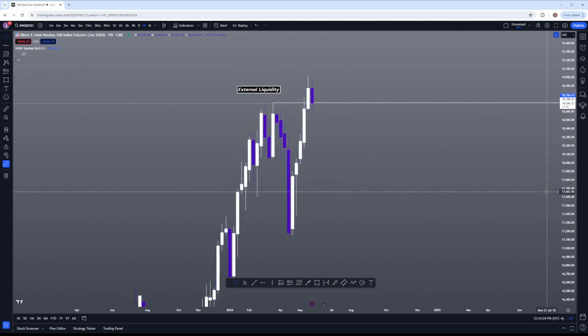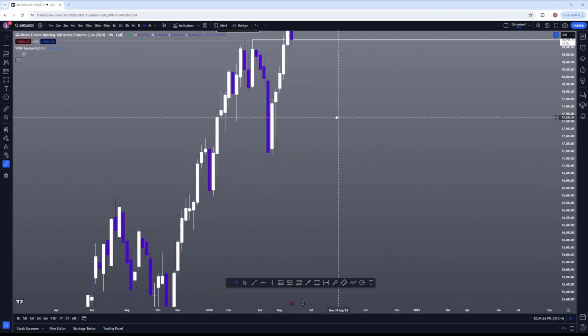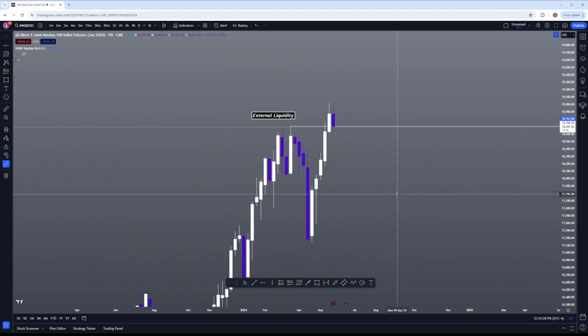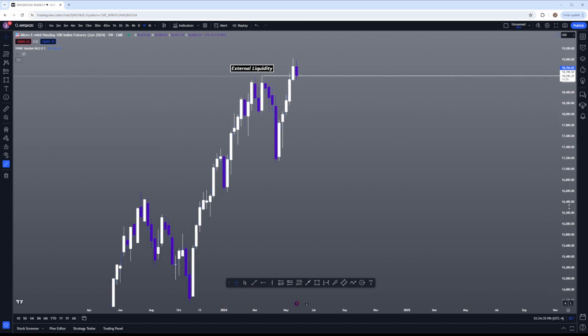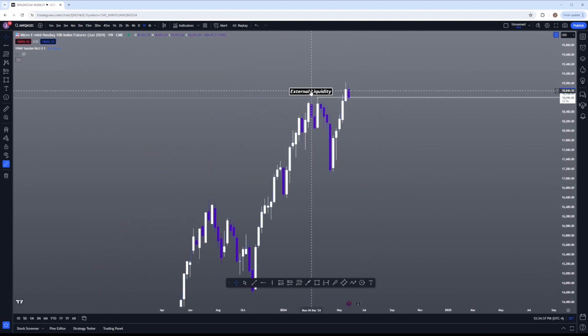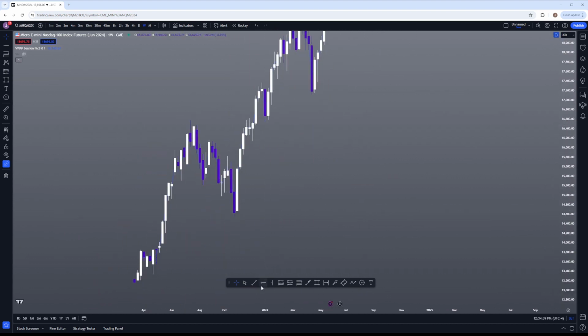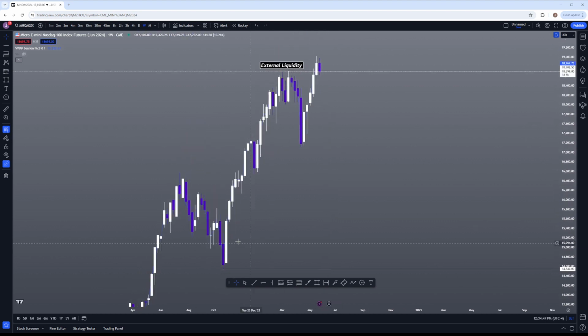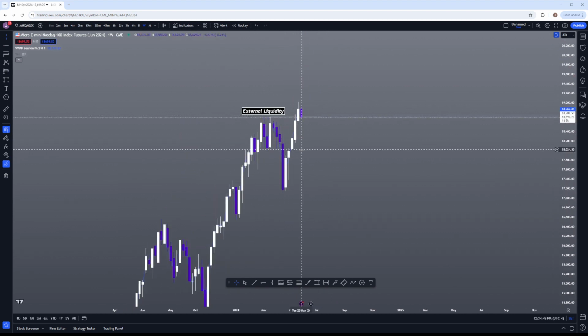Why is it external? Well, because when we look at external, that's going to be our higher time frame ranges. And what's a range? It's a swing high to a swing low. Okay, so here on the external side on a weekly, this is our swing high up here. Down here is our swing low. Okay, so we see our external range on a weekly time frame is from this swing low to this swing high up top.